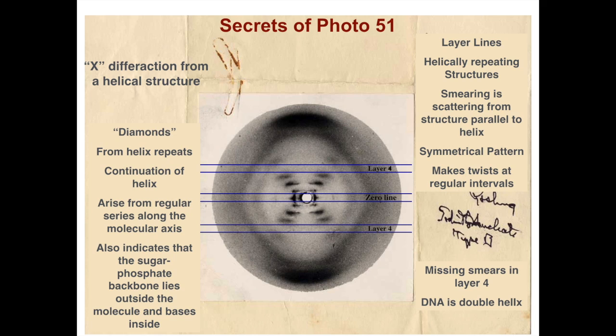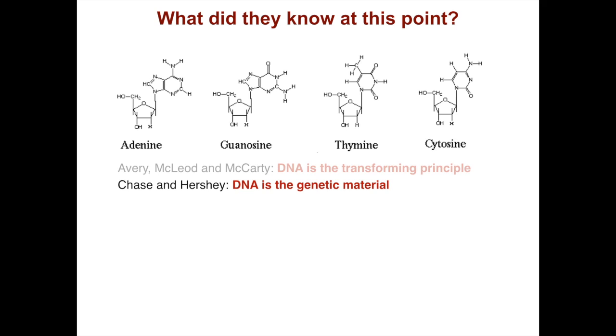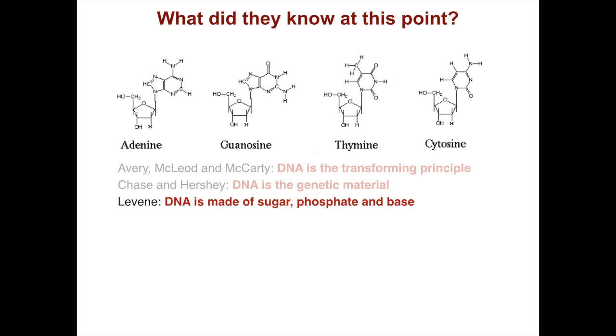So now, looking at all these things, what did they know at this point? They knew there were 4 bases: adenine, guanosine, thymine, and cytosine. Avery, MacLeod, and McCarty found that DNA is a transforming principle. Chase and Hershey found that DNA is the genetic material. Levine had shown that DNA is made of sugar, phosphate, and a base, and that there are 4 types of bases, A, T, G, and C, which are shown above.